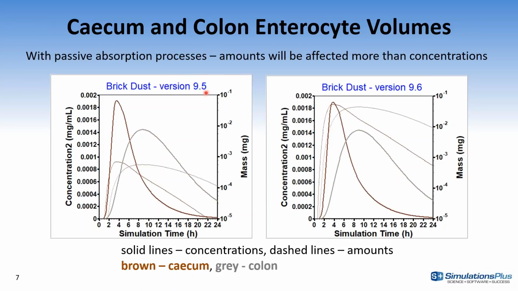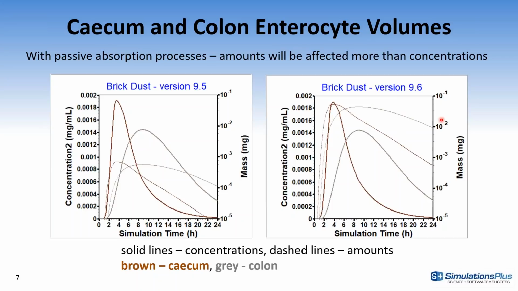On the left, you see the simulations from version 9.5, on the right from version 9.6. The solid lines are showing the concentrations in cecum and the gray line in colon, and they are shown on the left axis. And you see that the concentrations are identical between those two versions, even with the changed volumes. Again, this is because all of the diffusion processes are driven by the concentrations. So the driving force has not changed.